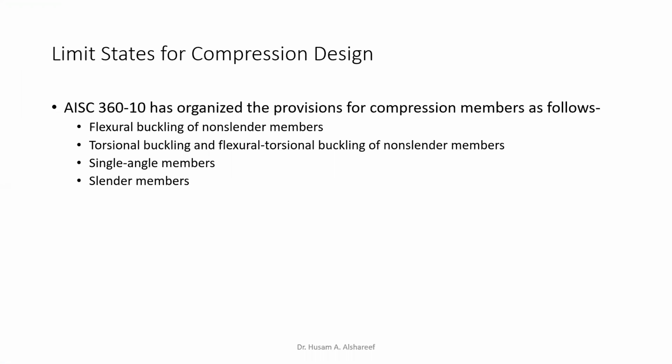From the code, AISC 360 version 10, the code has organized it according to its provisions. First you have the flexural buckling of non-slender members. Then you have the torsional buckling and flexural-torsional buckling of non-slender members. Then you have the single angle members and slender members in general.